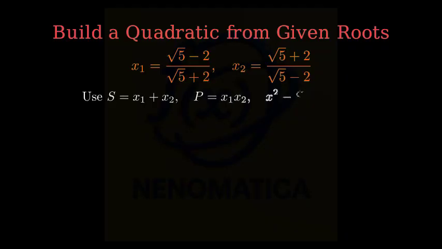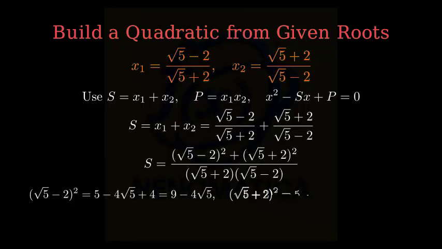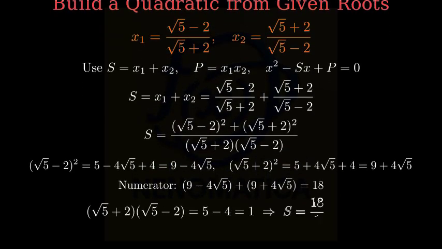First find the sum of the roots, then find their product, and finally plug those into the monic quadratic form x squared minus sx plus p equals 0. Let's compute the sum. Add the two fractions using a common denominator. Expand the numerators. The cross-radical terms cancel, leaving 18. The denominator is a difference of squares, 5 minus 4, which equals 1. Therefore, the sum s equals 18.